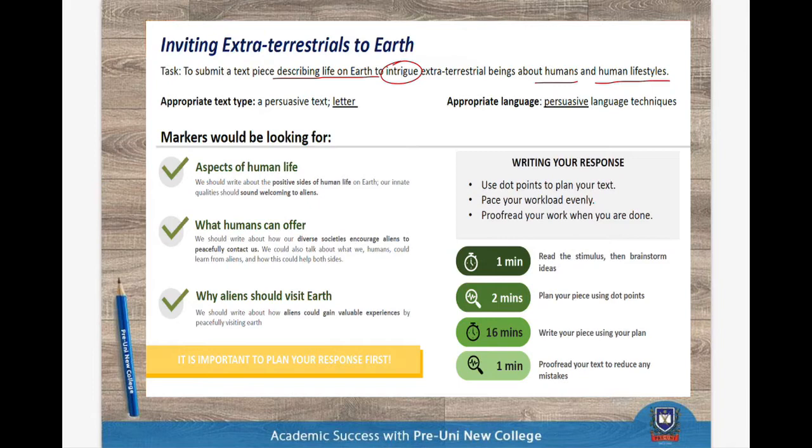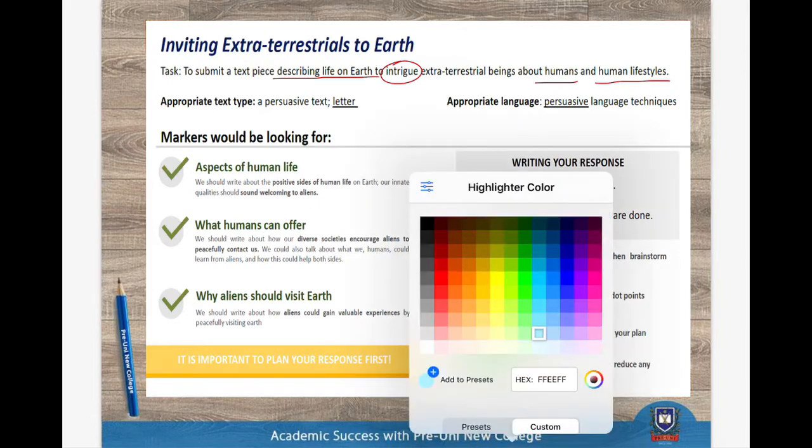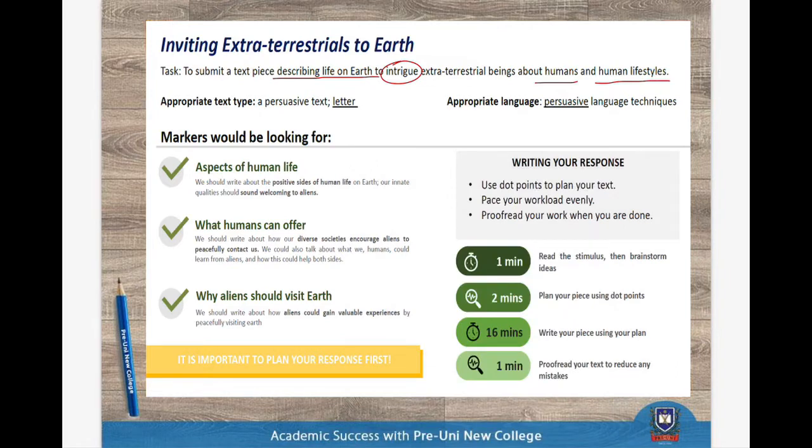So after reading the stimulus, we can identify that the appropriate text type is a persuasive text, and the form or the genre, the structure that we're going to use, will be a letter, because it is an invitation. So let's highlight that. Persuasive text in the form of a letter. And the appropriate language that we're going to use would be persuasive language techniques.